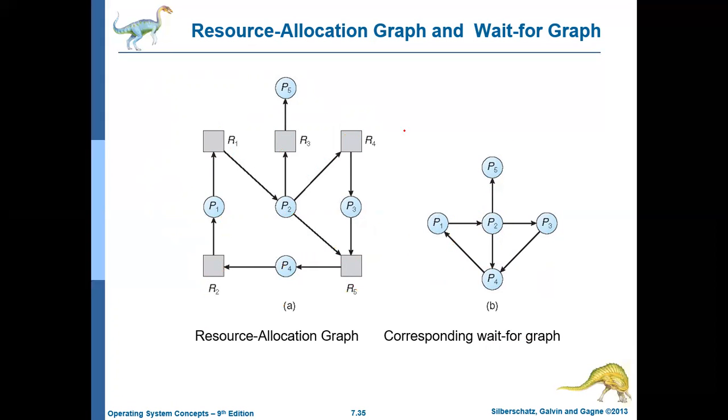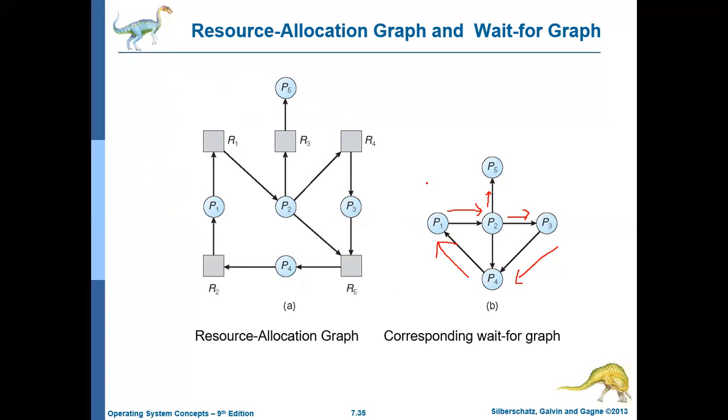First we have to construct the resource allocation graph, and then the operating system should keep checking whether there is a cycle in the graph or not. What this graph means is that process P1 is waiting for a resource held by P2, and P2 is waiting for a resource held by P5, and P5 is waiting for a resource held by P3, and P3 is waiting for a resource held by P4, and P4 is waiting for a resource held by P1. So there is a cycle.